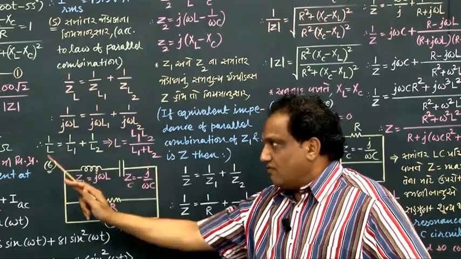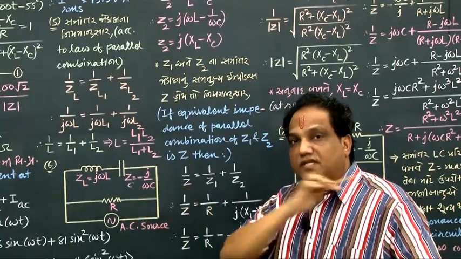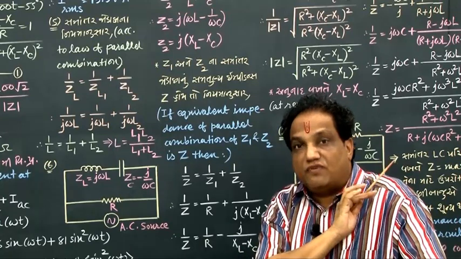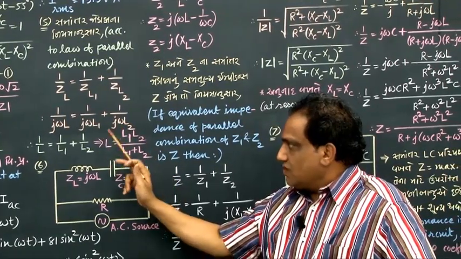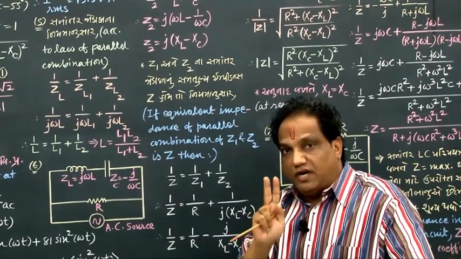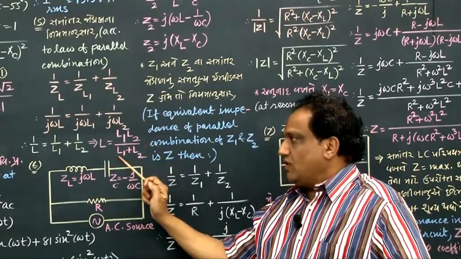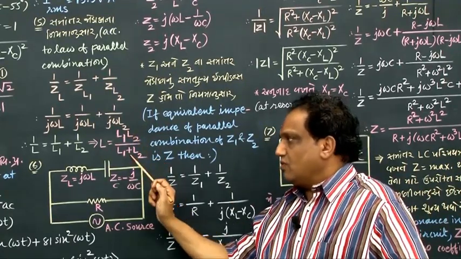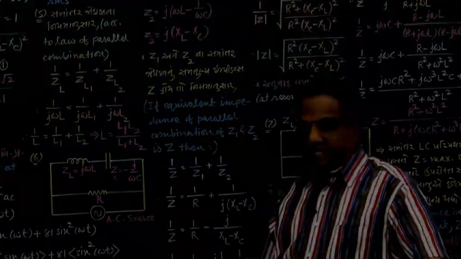Remember this as the general formula: 1 upon L equals 1 upon L1 plus 1 upon L2 plus 1 upon L3 and so on, depending upon the number of inductors connected in parallel. You can apply multiplication upon addition only for parallel connection of two inductors. At that time you can write L1 into L2 upon L1 plus L2. Fine. Read now number 6.